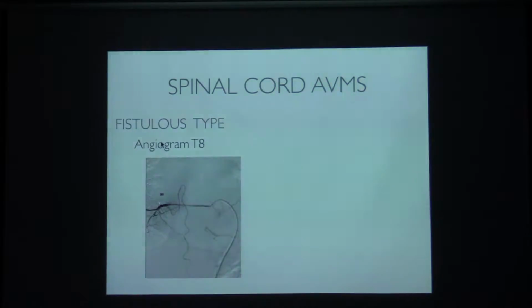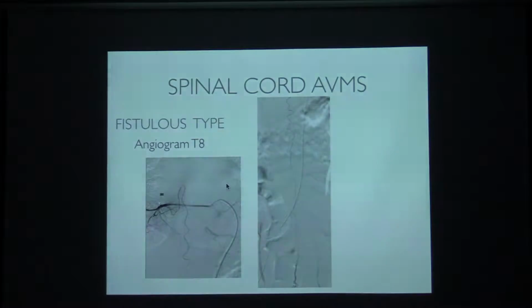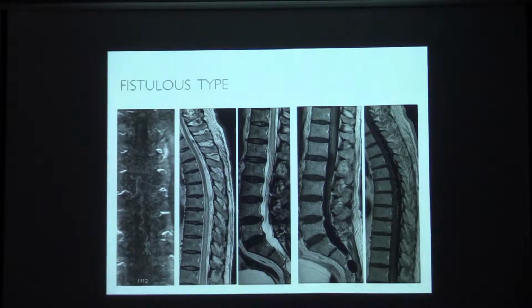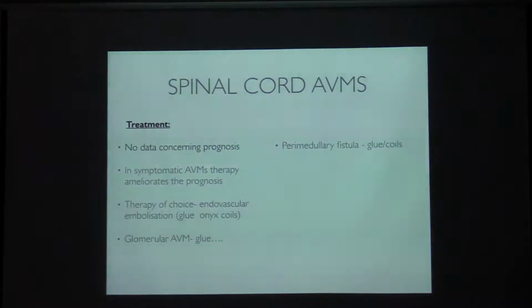This is the fistula type AVM. This is an injection to T8. You see nothing. But if you go down and down to the conus, you see that there's a straight connection between the artery, the anterospinal artery, and a draining vein. So this is a fistula type spinal cord AVM supplied by the anterospinal artery, and this is the imaging of it. Again, you see the edema in the cord, you see the dilated vessels, and on MRI you can see the segmental artery, which is enlarged.